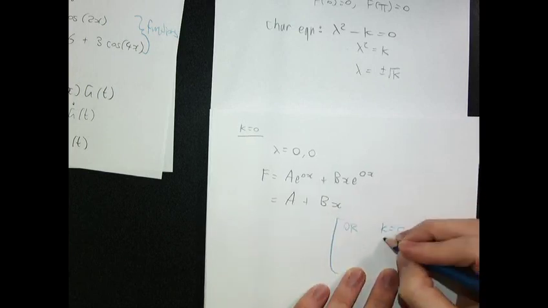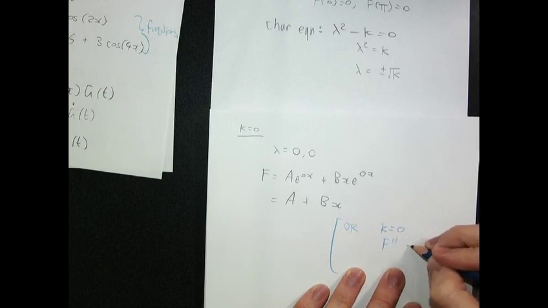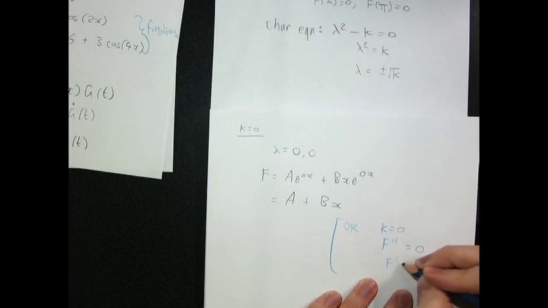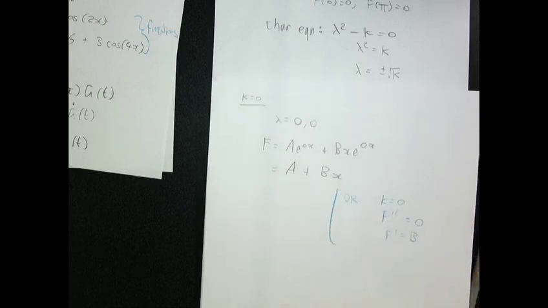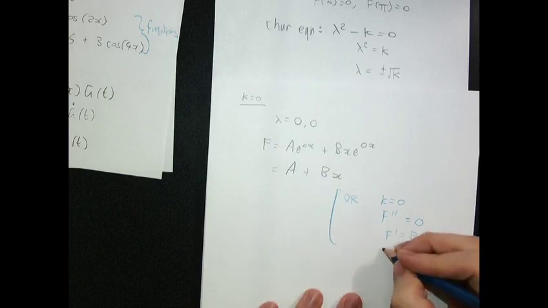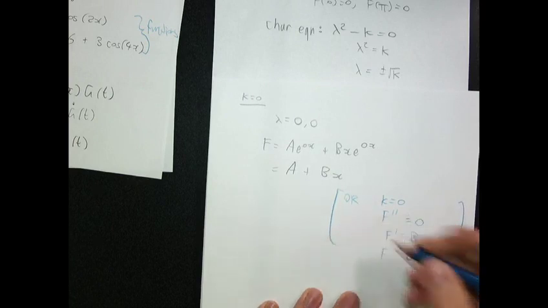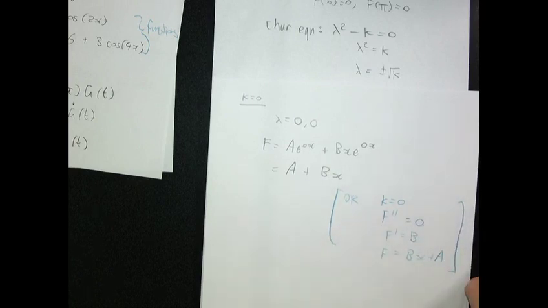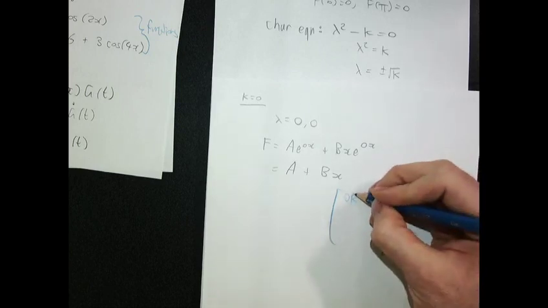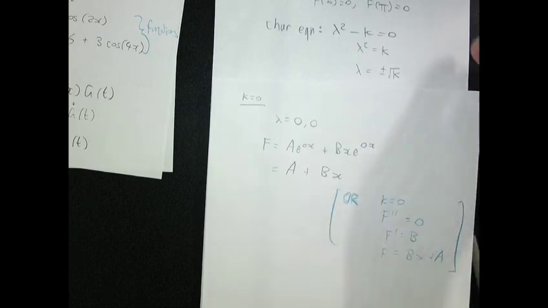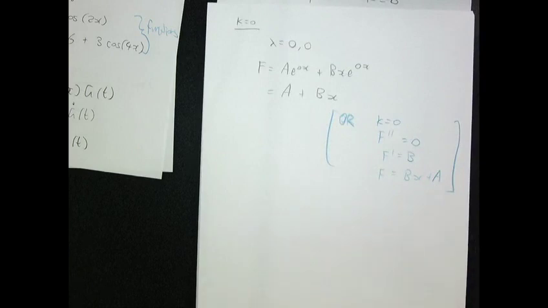or k equals 0 means that what we actually have is f double dashed equals 0, so f dashed is a constant, because when we integrate once we get a constant, and therefore f will be bx plus another constant. So that's the other way of doing the same working. You can do whichever one you like. It's good to know that they're both there. Okay, so that's what the solution will look like if k equals 0.